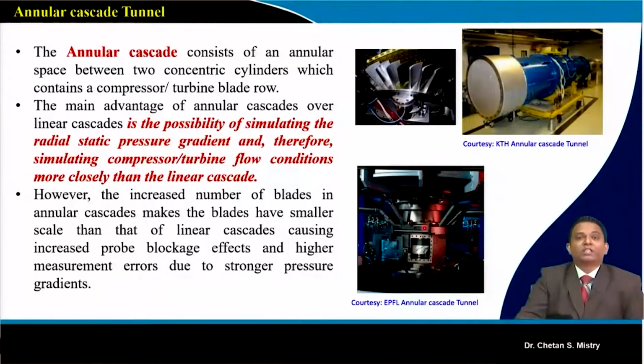People have used this in an annular tunnel for heat transfer study. So this is the flow visualization, what they are doing, what is happening near the tip region.